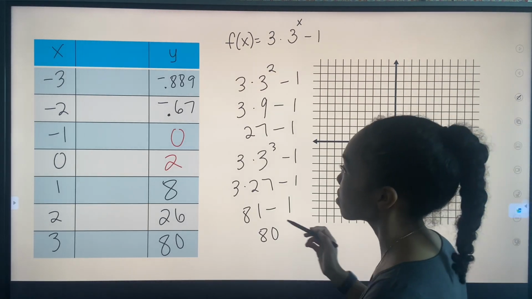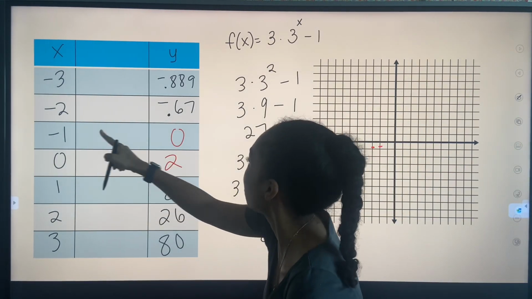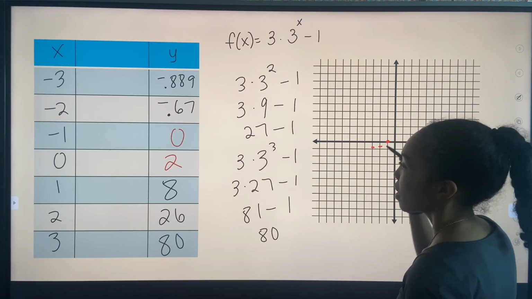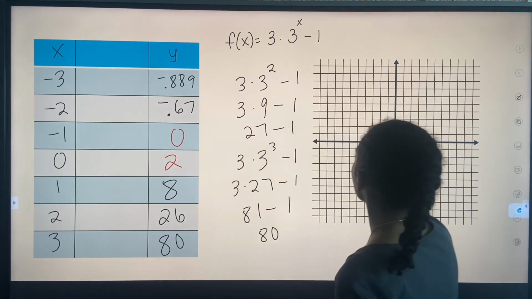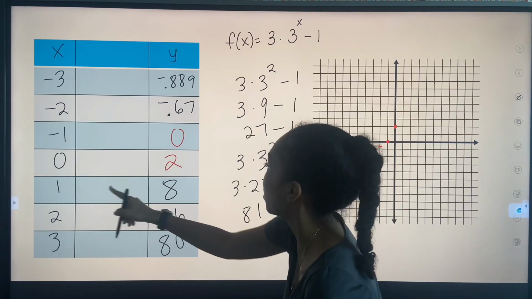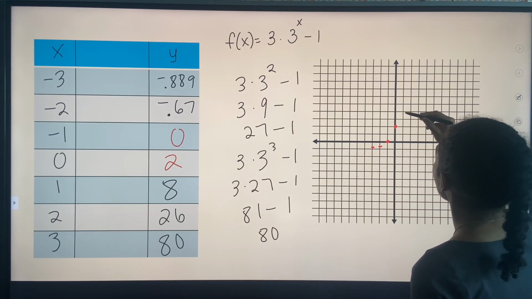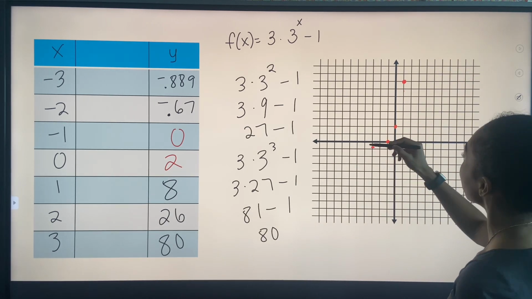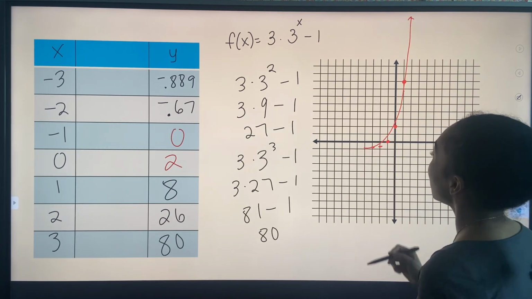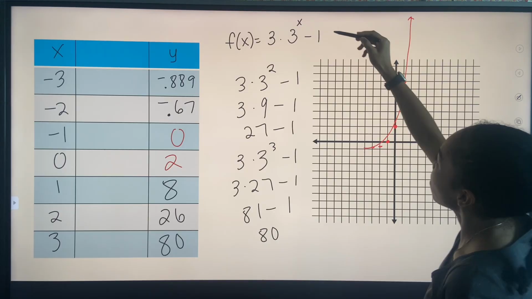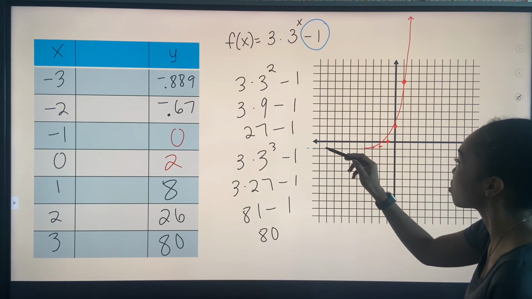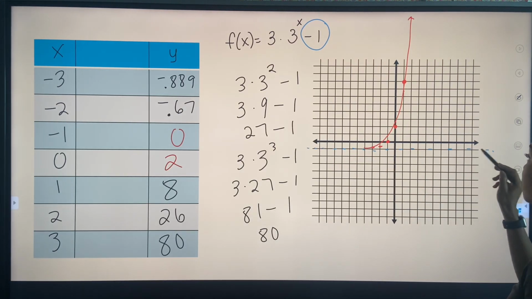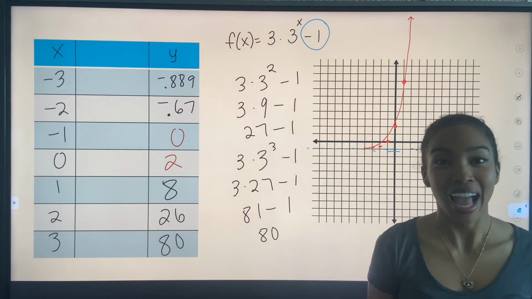Okay, so next we have at negative 1, you're at 0. At 0, you're at 2. And at 1, you're at 8. And at 2, you're way up there. This is exponential growth. And you see it, because look, you have a minus 1 right here. That means your asymptote is right here at negative 1. And you see it in your graph. So that is your transformation. I hope you learned something.